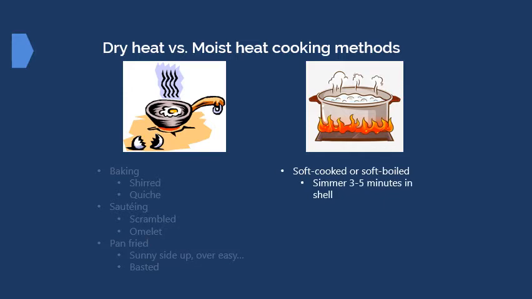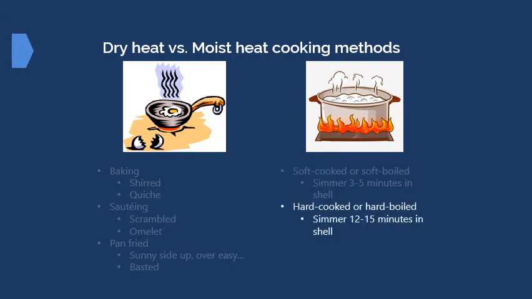You can use moist heat cooking methods, such as soft cook or soft boiled. These simmer for 3 to 5 minutes in the shell. Hard cooked or hard boiled eggs simmer for 12 to 15 minutes in the shell. And then poached eggs simmer for about 3 to 5 minutes without the shell at a slightly lower temperature.